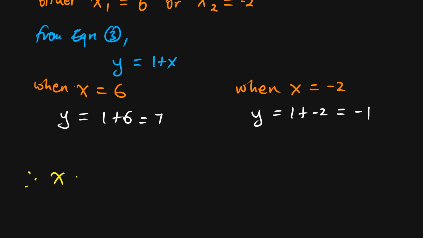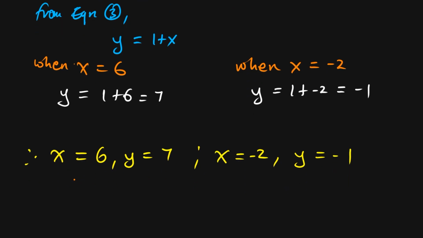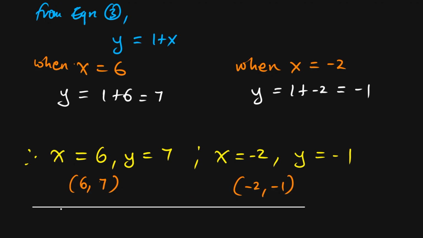Therefore, when x equals 6, the corresponding value of y will equal 7. And when x equals negative 2, the corresponding value of y will equal negative 1. In ordered pair format, this is the same as (6, 7). It's in the xy coordinate form. The same applies to this. It is the same as (negative 2, negative 1). So this is the solution to our problem.